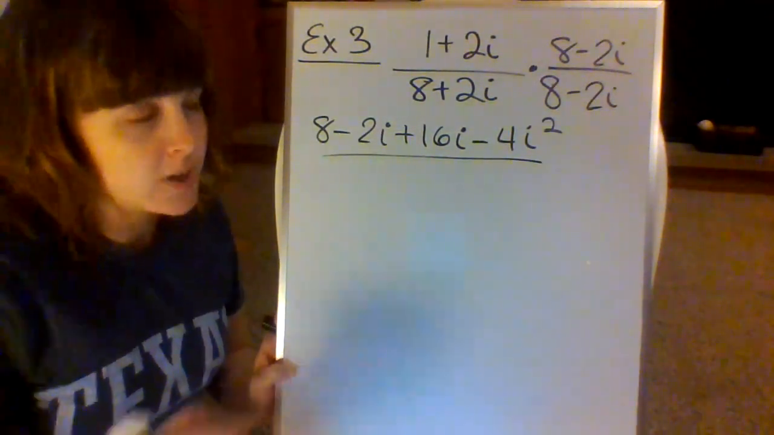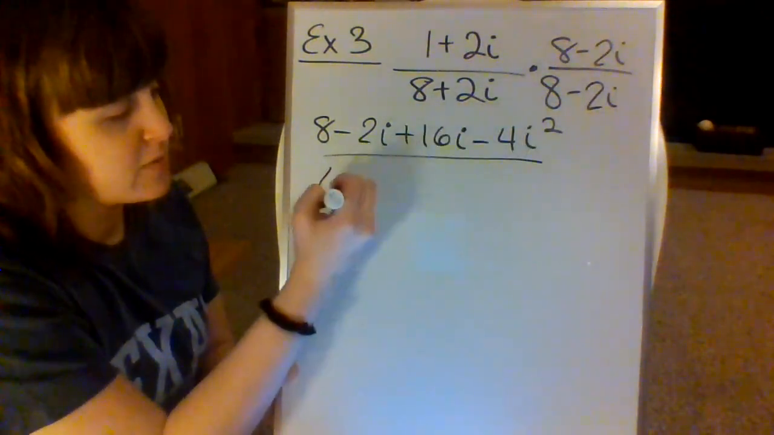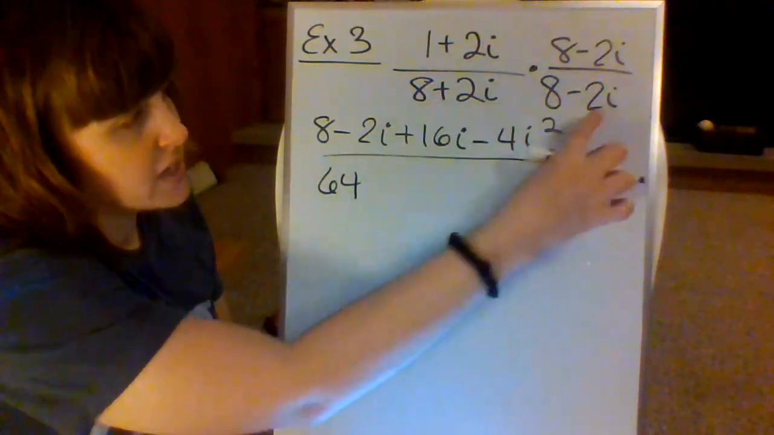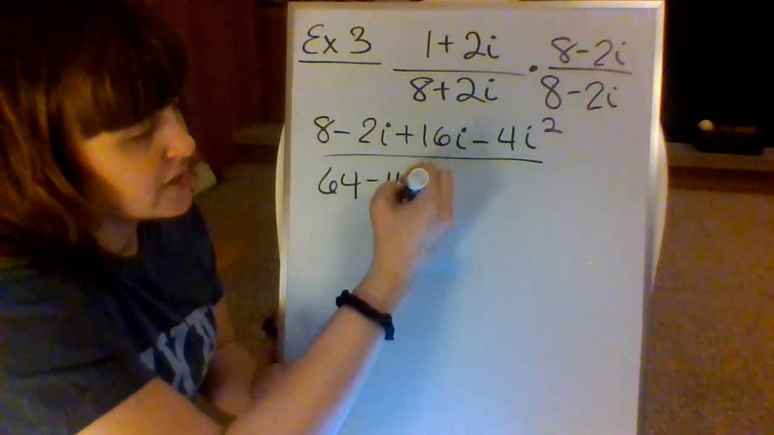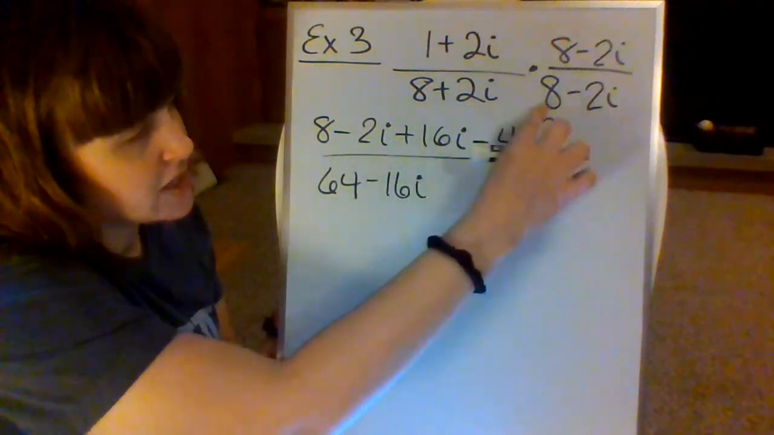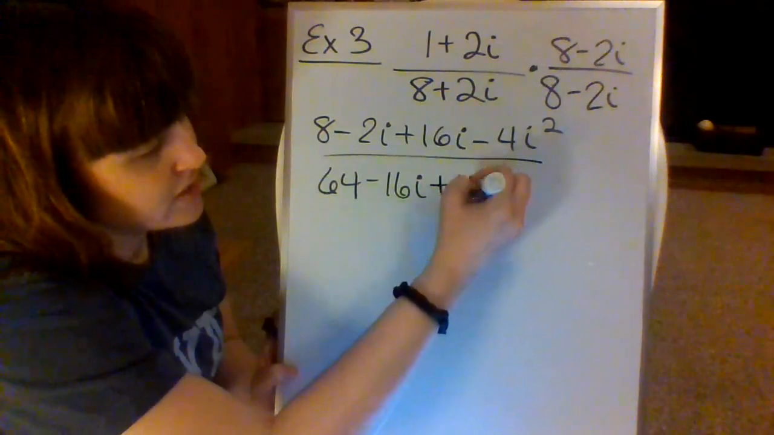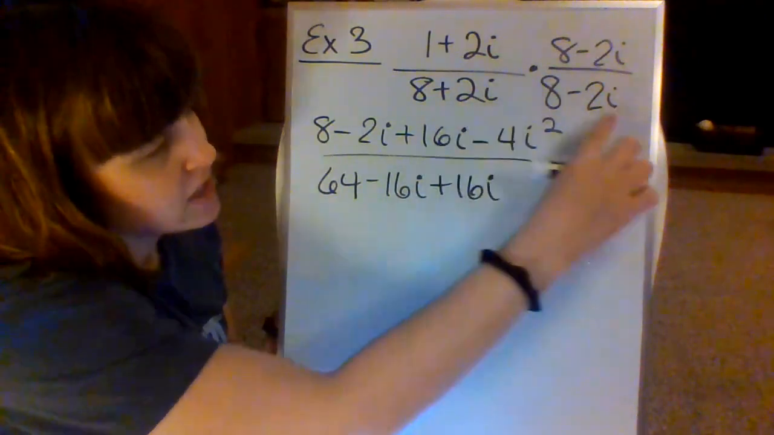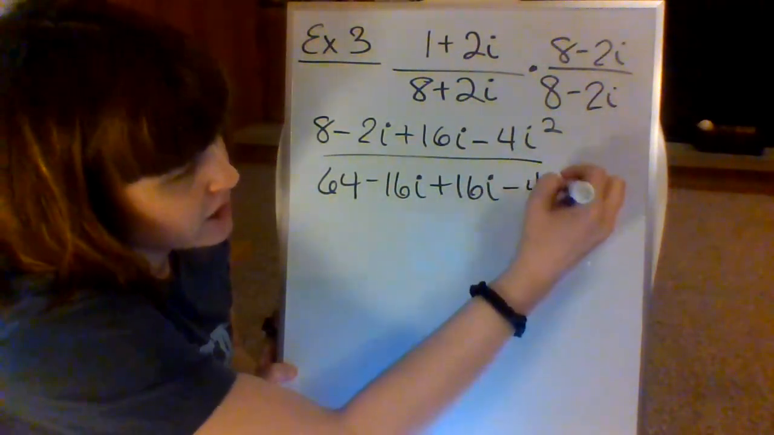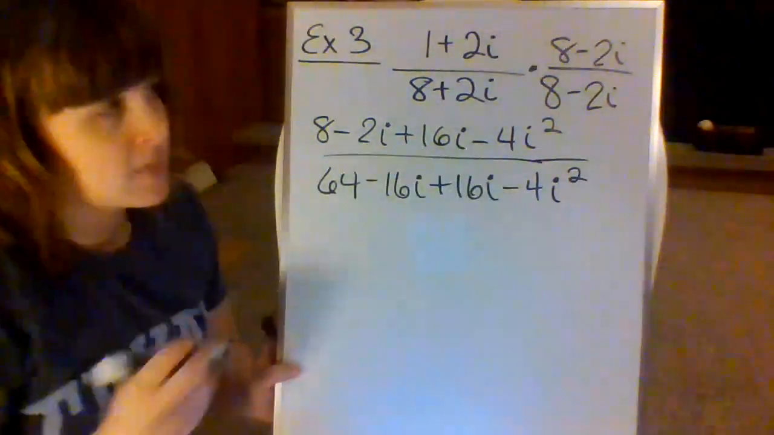Now, on the bottom, we're going to have 8 times 8, which is 64. 8 times negative 2i, which is negative 16i. 2i times 8, which is plus 16i. And lastly, we're going to have negative 4i squared. Okay?